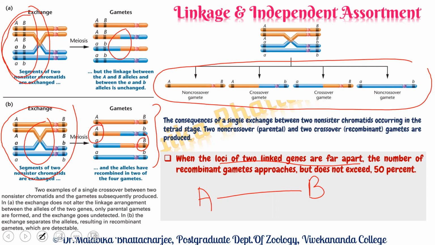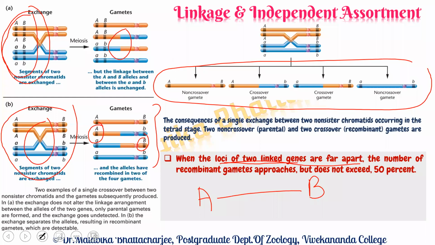If we have crossover products less than 50%, we have to assume that there is a situation of incomplete linkage. But imagine that there is linkage between A and B, and we see that the crossover product is 50% and the non-crossover product is 50%. Then we have to think that complete linkage might not be there, and the genes have been assorted independently. So that is what it is saying.